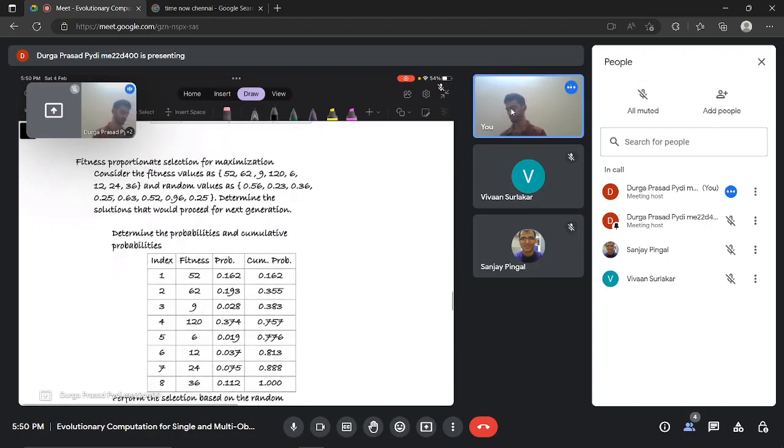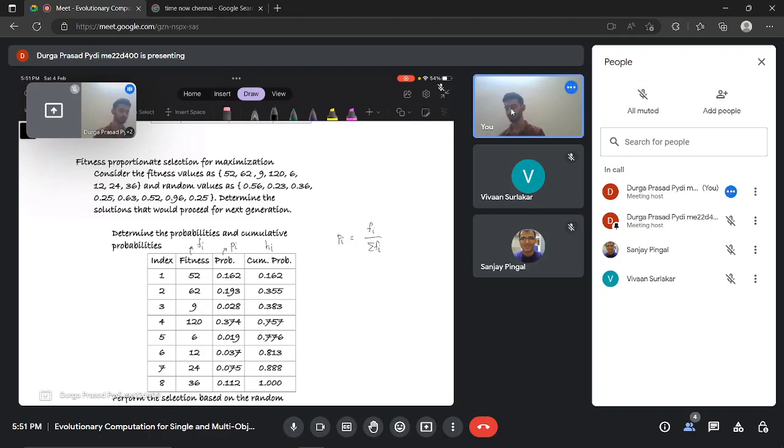Consider this example. Say I have a population with 8 samples, and these are my fitness values. The first step I need to come up with is to determine the probabilities of each of these fitnesses. Say I represent fitness with f of i, my probability with p of i, and cumulative probability with, let's put some other variable, say h of i. First step is calculating probability p i. What we essentially do is f i divided by sigma f i.